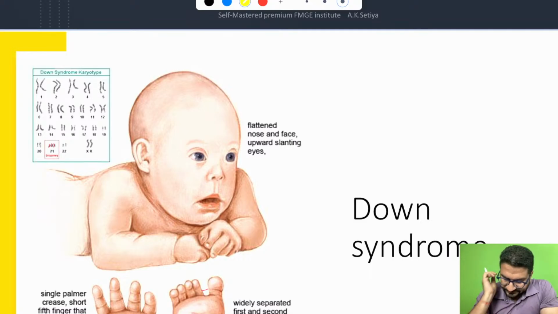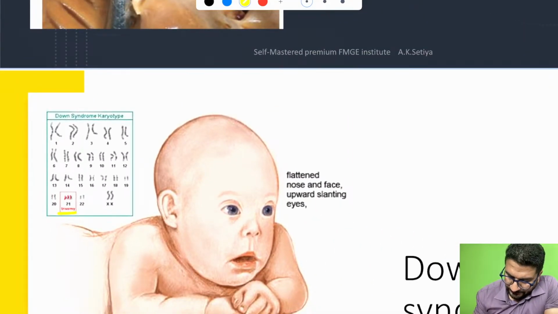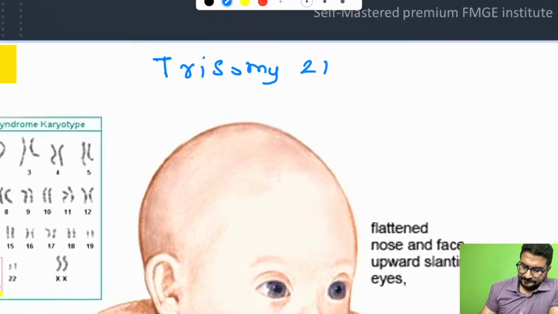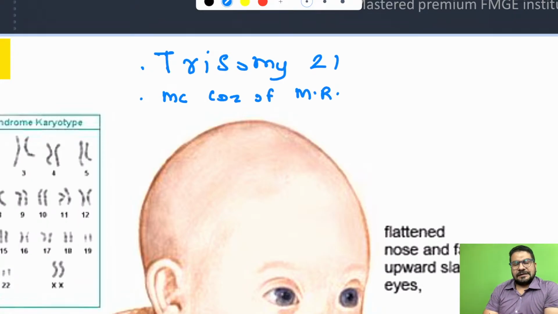Look carefully. First thing is they ask you a question on karyotype. Karyotype means you can see that on chromosome 21, instead of 2 there are 3. So here what I can say is this is called trisomy. Basically Down syndrome, I am writing all the MCQs. You will notice first thing is trisomy 21. Second thing remember, this is the most common genetic cause of mental retardation. After this the second most common cause will be fragile X syndrome.